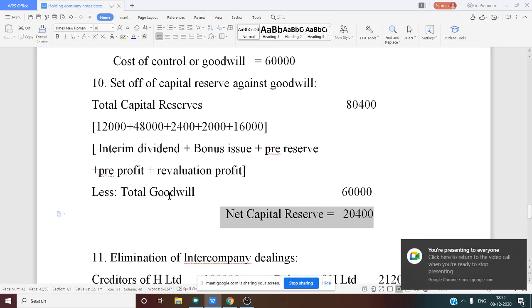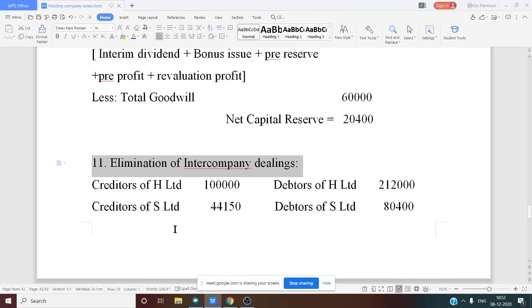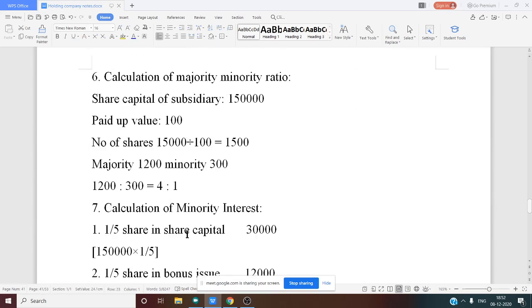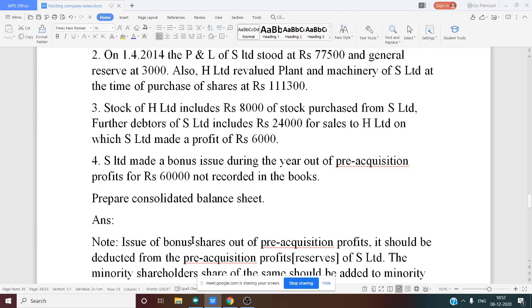Yes. So now working note number 11, intercompany dealing. That is elimination of intercompany dealing. So now we have to see the adjustment. Working note number 11, we have to see the adjustment here. Where is that adjustment? Yes, see this. Intercompany dealing. Where it is given: stock of H Limited included 8,000 of the stock purchased from S Limited.